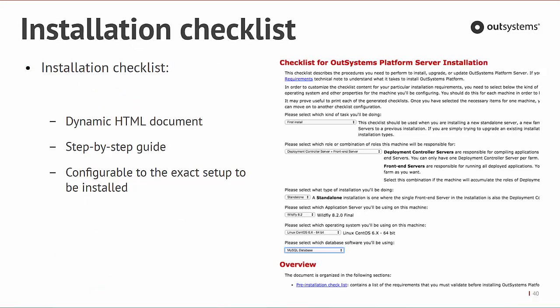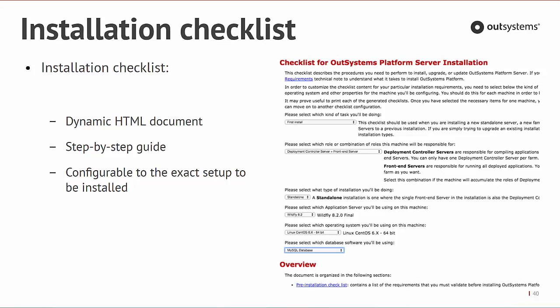So moving on to the installation checklists. The installation checklist is a dynamic HTML document that presents the sequence of steps that you need to perform in order to install the OutSystems platform. These include the software pre-requirements, installing the platform and configuring the platform, and eventually tuning recommendations.